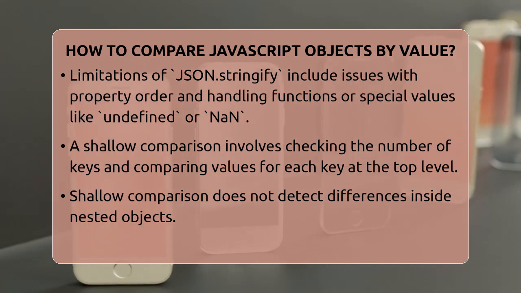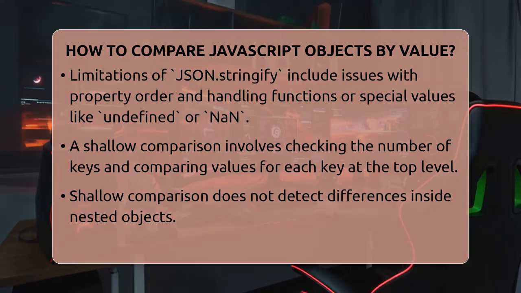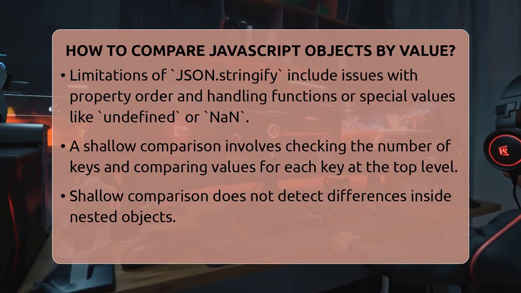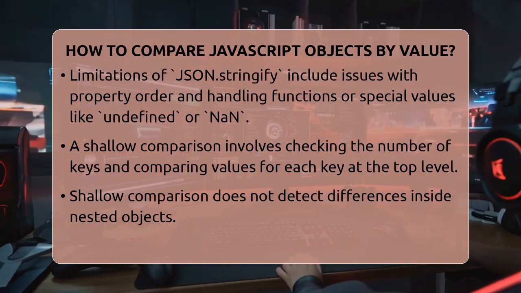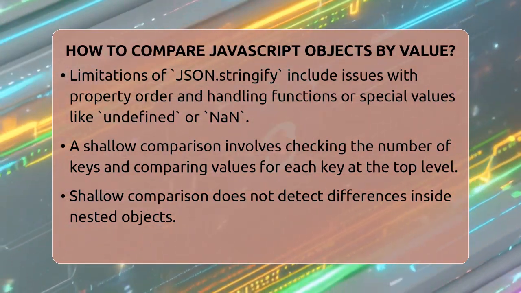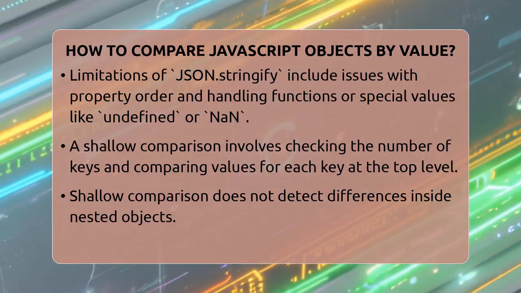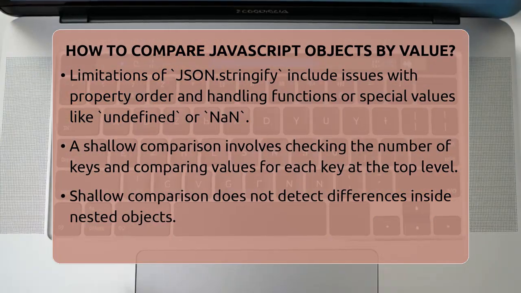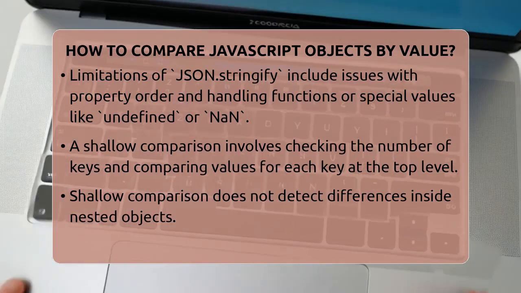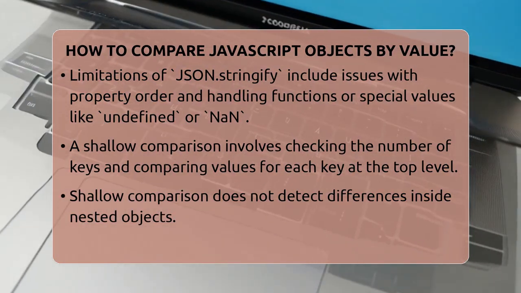But remember, this method has some limits. If the property order is different, the strings won't match even if the objects are the same. Also, if your objects contain functions or special values like undefined or NaN, JSON.stringify might not handle them well.